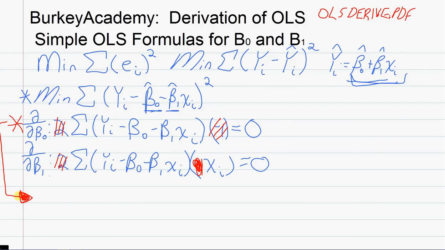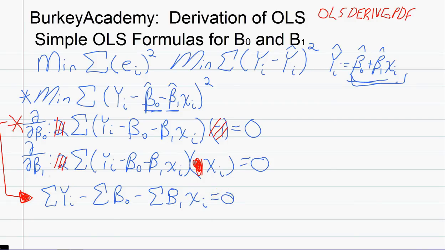So what we do is, it's easiest to see what's going on if you distribute the summation sign. So we can say sum of the yi's minus the sum of the beta 0's minus the sum of the beta 1 xi's. And so let's distribute that. So the sum of the yi minus the sum of the y-intercepts minus the sum of the slope times the xi's equals 0.